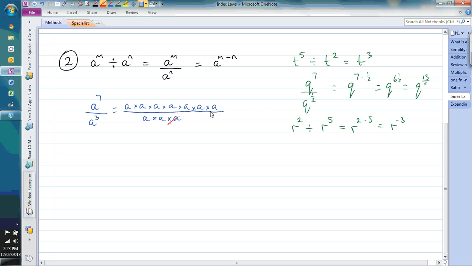And we know with fractions like this, we can cancel things that are on the top and the bottom. So 3 of these a's get cancelled out with the 3 a's on the bottom. I'm left with 1, 2, 3, 4 on the top, which is a to the power of 4. And of course the shortcut method: 7 take away 3 is 4.